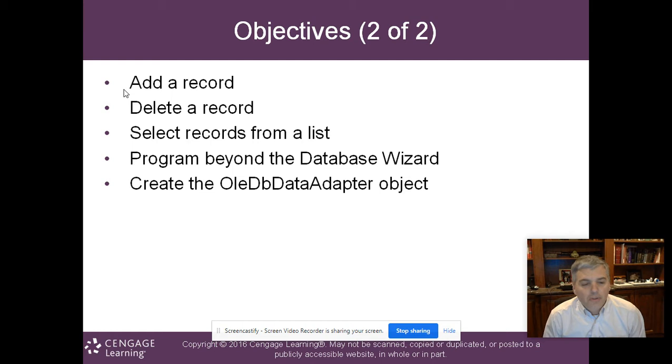And built in with the ADO controls is functionality for adding a record and deleting a record. That's all built in there, so you don't have to add any extra code to do that. We'll talk a little bit about selecting records from the list and doing some programming beyond what the database wizard does. The database wizard is really good, but a lot of times you want to go beyond that, so that's when you have to start adding code.